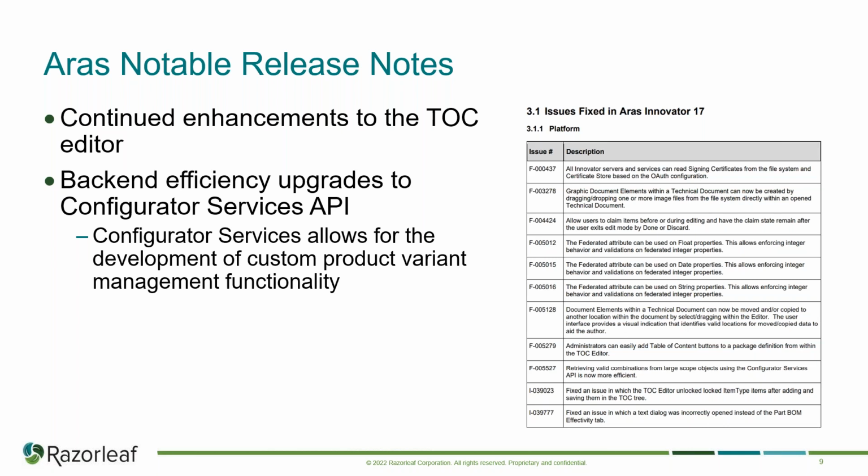Along with this, some efficiency upgrades to the Configurator Services API. Just a little background for that. The Configurator Services allows for the development of custom product variant management functionality. So the main upgrade here is to validate, increasing the efficiency where they can validate combinations of variants. So if you had a large scope of properties you're selecting between, that process of validating that is a lot more efficient now, thanks to the new upgrade of 17.